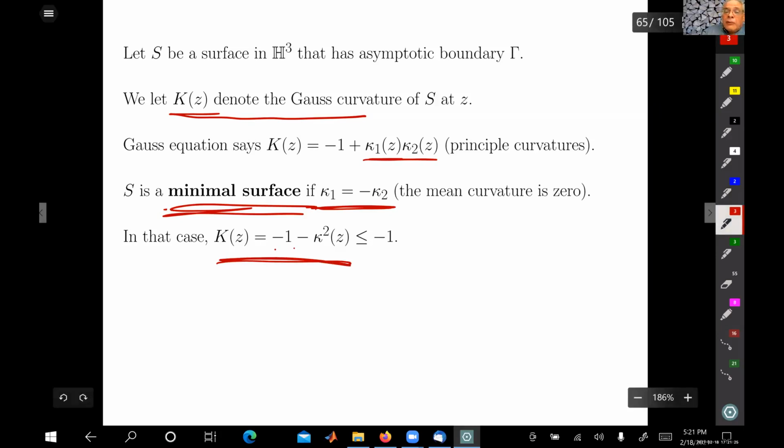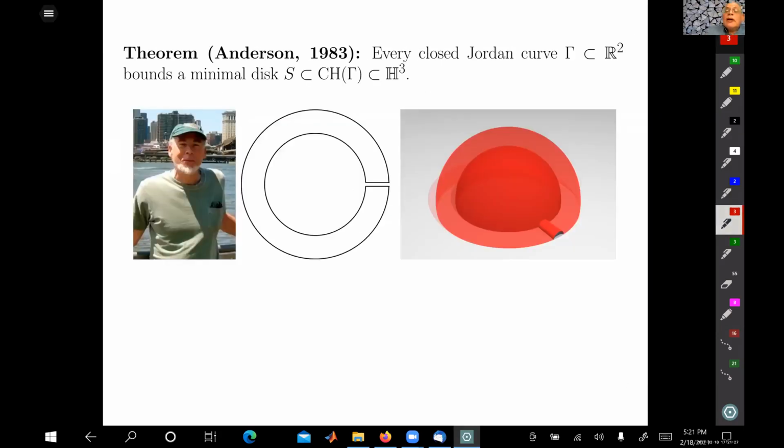And I believe one of the members of the audience proved this theorem, that every closed Jordan curve bounds a minimal disk, and this minimal disk is inside the convex hull. So instead of integrating over the convex hull boundary, we could just integrate over this minimal surface. That turns out to give exactly the same answer. Or, it's finite if and only if the other one is finite.